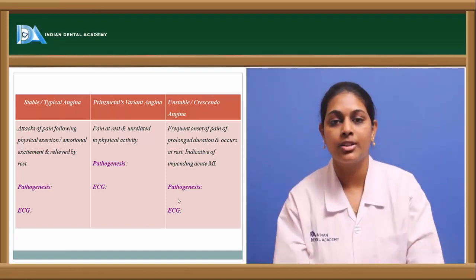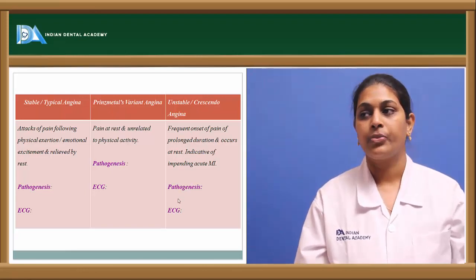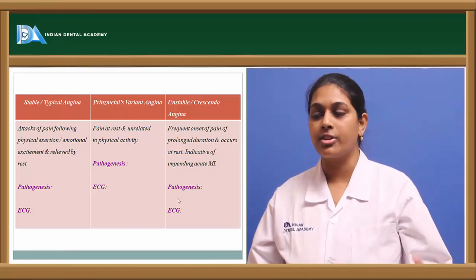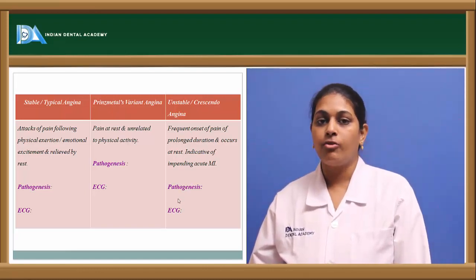So in these conditions, the ECG changes usually show elevation of the ST segment. Next coming to unstable or otherwise crescendo angina, we see frequent onset of pain for prolonged duration.